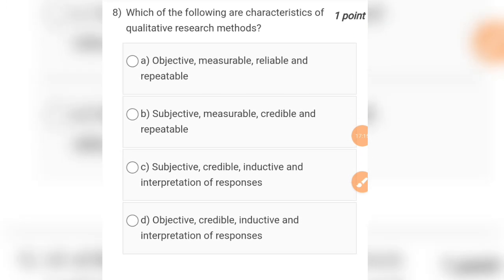Question number 8: which of the following are characteristics of qualitative research methods? Objective, measurable, reliable and repeatable; or subjective, measurable, credible and repeatable; subjective, credible, inductive and interpretation of responses; objective, credible, inductive and interpretation of responses. So the correct one will be subjective, credible, inductive and interpretation of responses, that is option C. So for question number 8, the most accurate answer will be option C.